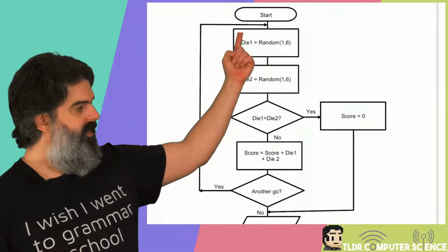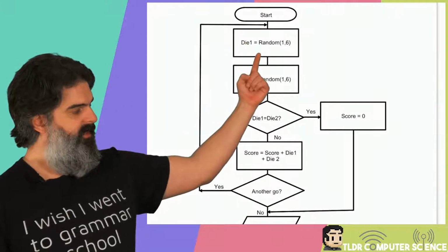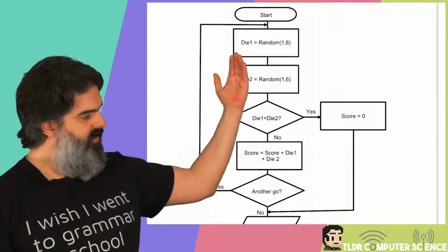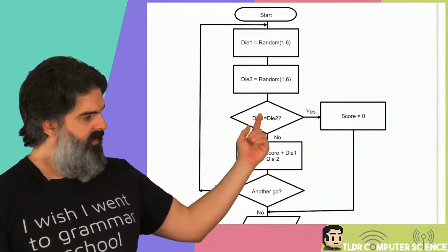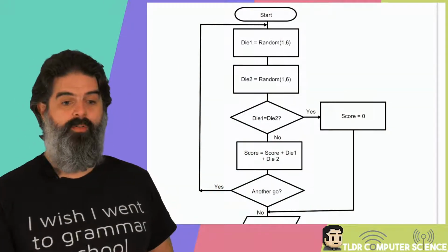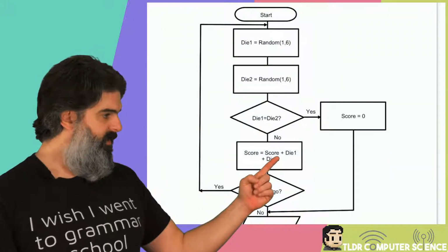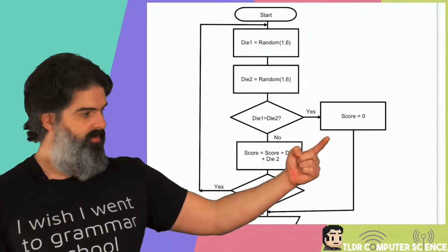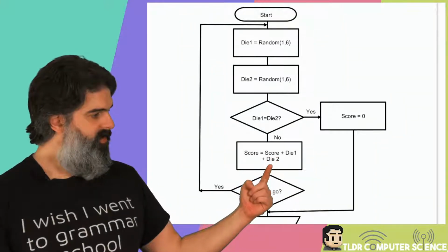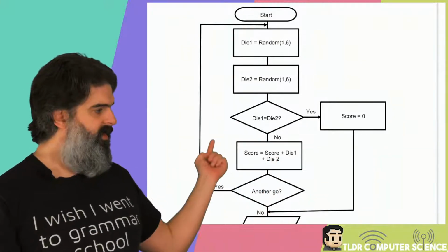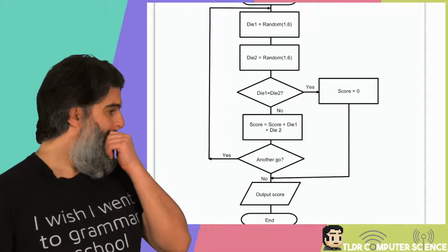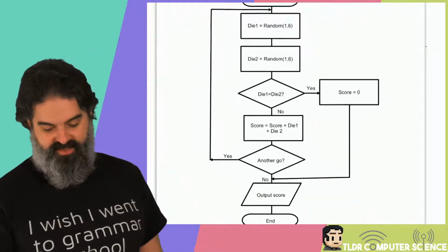So if you remember, you always start at the start, and then the rectangle is a process to doing things. So die 1 is rolled, die 2 is rolled. The diamond, that's a decision. Are they equal to each other? So if you've rolled a 4 and a 4, if they are equal to each other, then you don't get any score at all. So you get 0. If they're not equal to each other, score is equal to score plus die 1 and die 2, and then you have another go. So you'll basically keep rolling. Maybe I've said enough. Yeah, I've probably said enough.